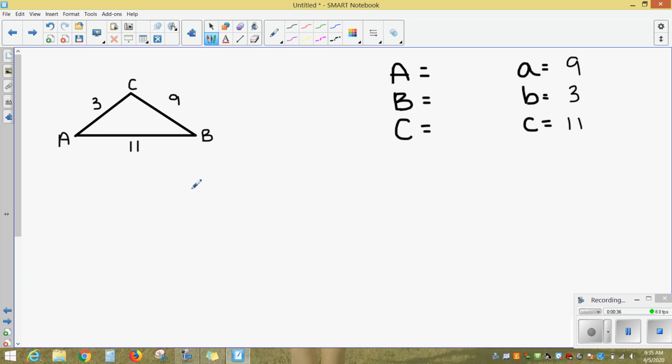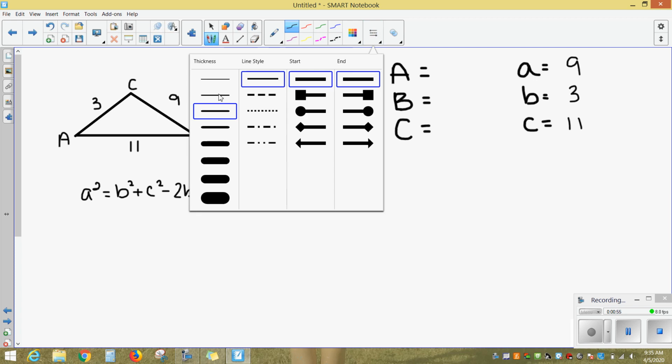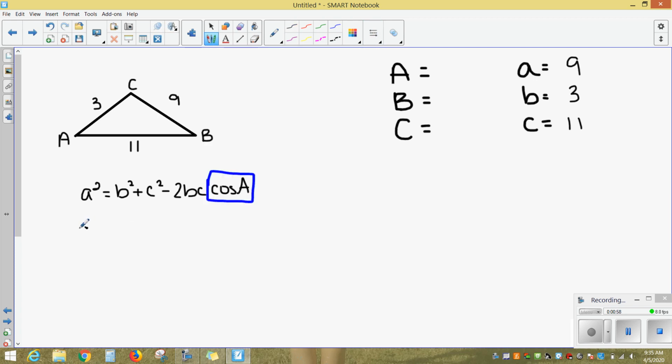Or you could leave it in the form. You could say a squared equals b squared plus c squared minus 2bc cosine A, and just plug in values for b and c and then solve it for cosine A at the end and use the inverse. Or you could just start right off the bat with that form in front of you that says cosine of A is equal to b squared plus c squared minus a squared over 2bc.